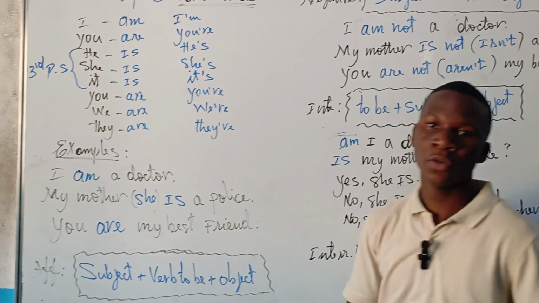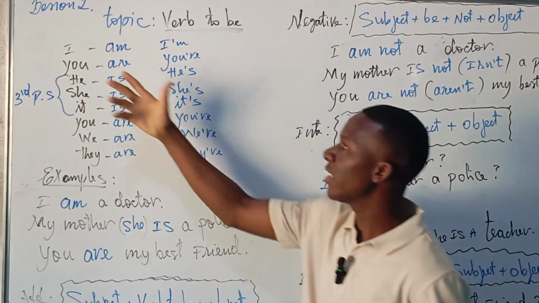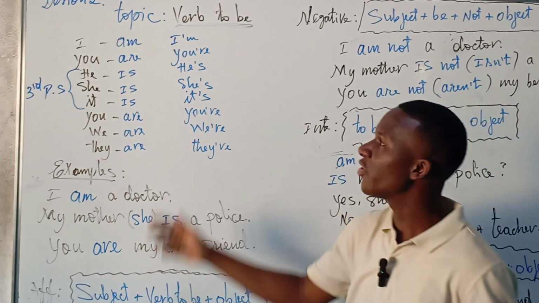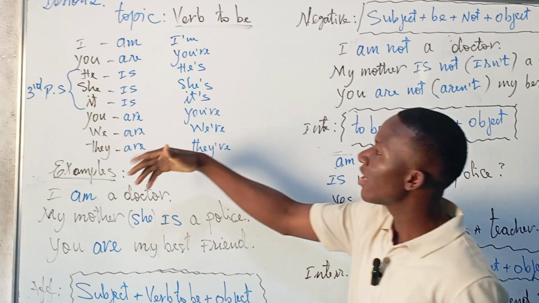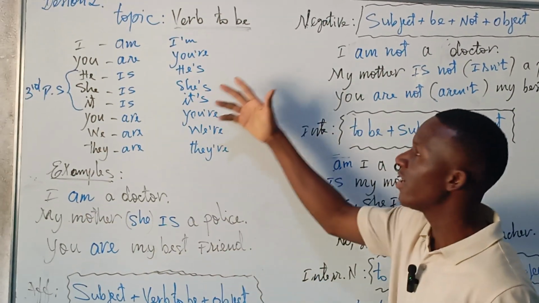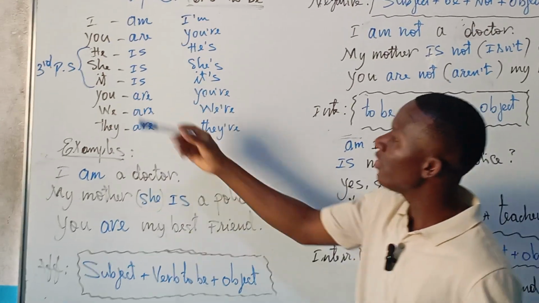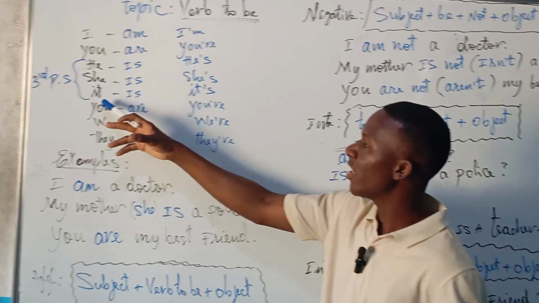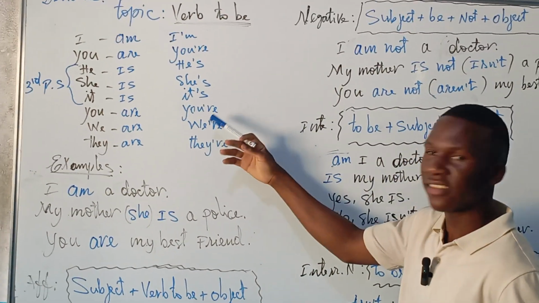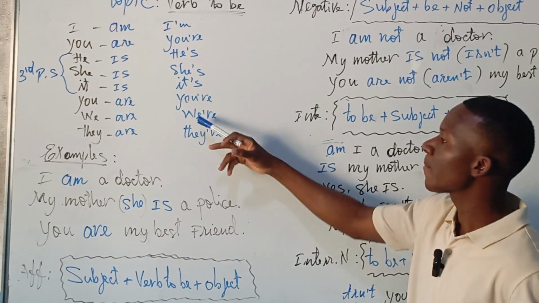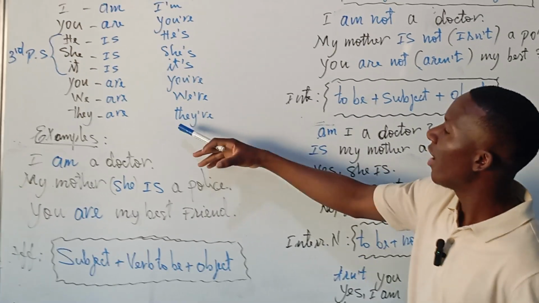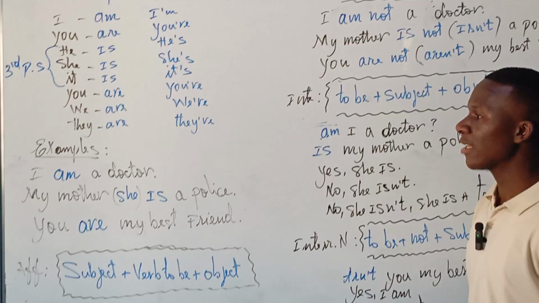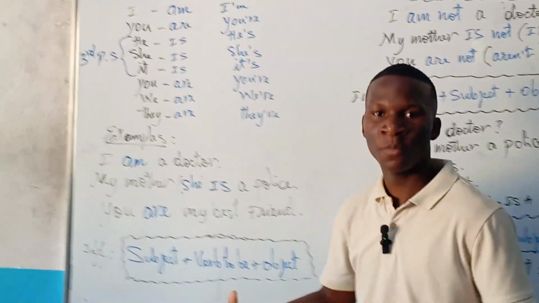And we've got here also the contracted form. Instead of saying I am, you can say I'm. Instead of saying you are, you can say you're. Instead of saying he is, you can say he's. Instead of saying she is, you can say she's. Instead of saying it is, you can say it's. And we are, we're.